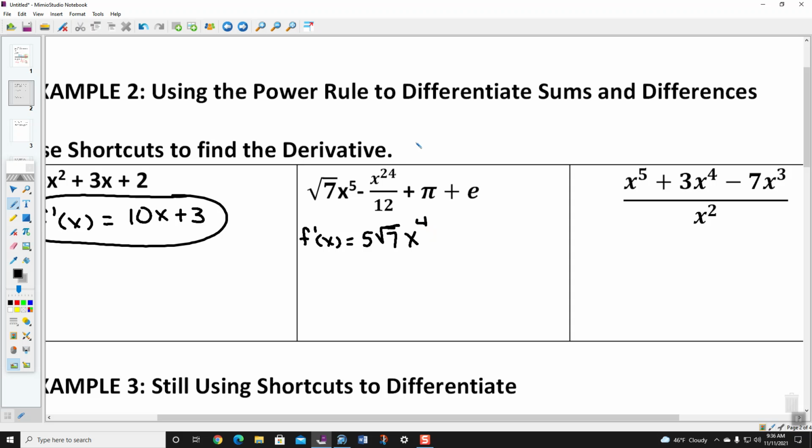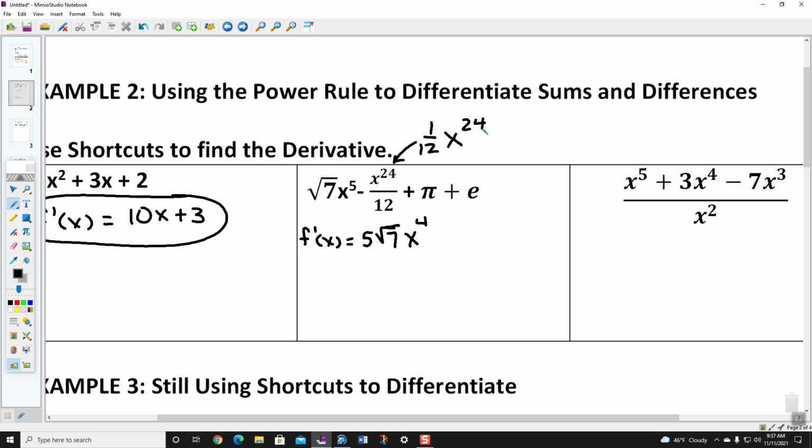Think of this part as 1/12 x to the 24th. Wait, back up. How'd you get that 1/12 figure? Okay, so if I had x to the 6 over 2, isn't that like 1/2 times x to the 6th? So if I have x to the 24th over 12, isn't that 1/12 of x to the 24th?